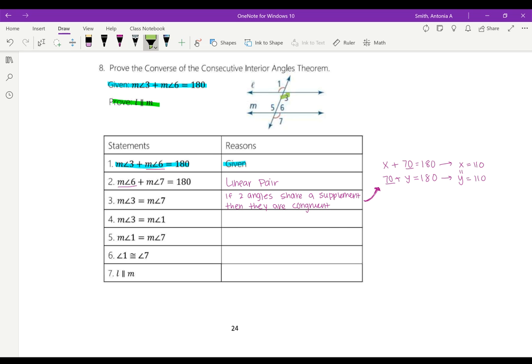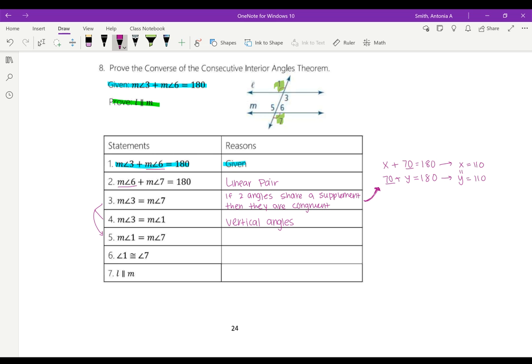Angle 3 and 1, that's what we're looking at, not 7 and 1. Angles 3 and 1, what do we know about those angles? They are vertical angles. That is my reason. That's why I know that those two angles are the same. Now we're looking at 1 and 7. So I know that the measure of angle 1 equals the measure of angle 7. I don't even need to use alternate exterior angles, even though I know that that's what they are in the picture.